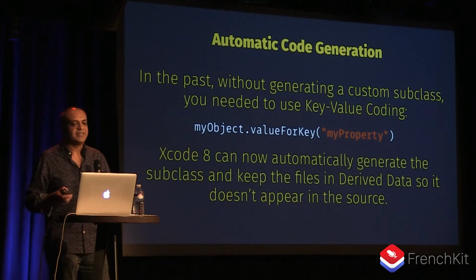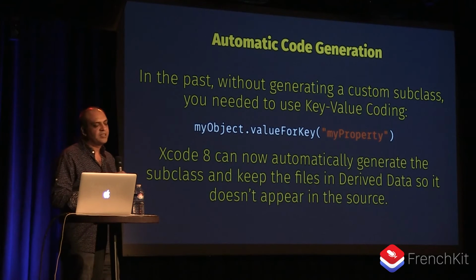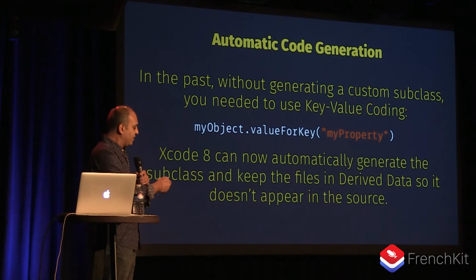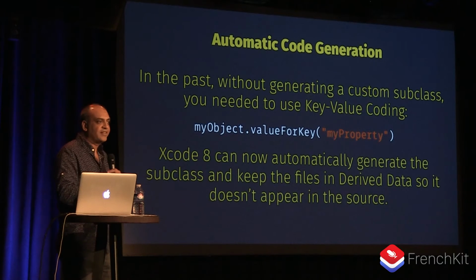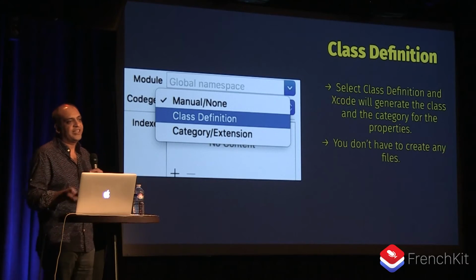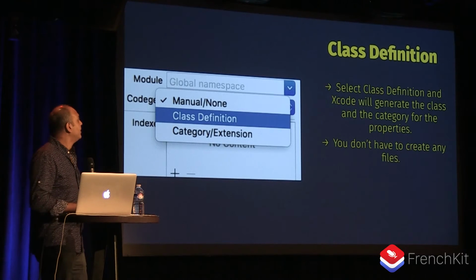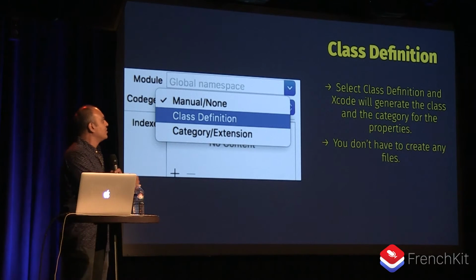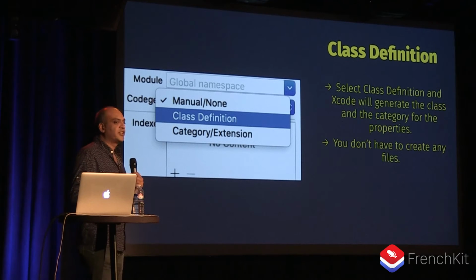What they have done now is that when you generate your model, you can actually set it up so that it doesn't actually create the code in your project anymore. It just creates it in the derived data folder, and you never actually see it. The advantage of that is if you change it, it just regenerates in the background. And if you select this option, it will generate the class and the category, so it will generate everything. And that's basically as if you're using the NSManagedObject by itself without any extra methods or properties. You just don't want to use key value coding.